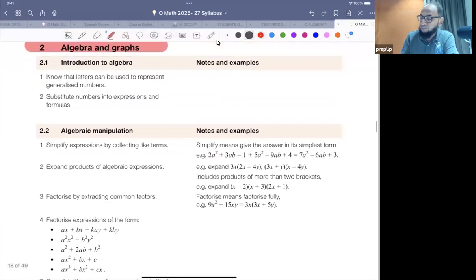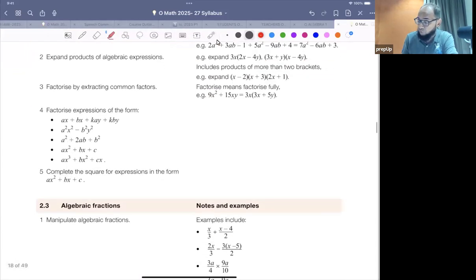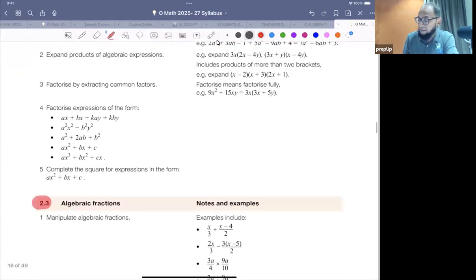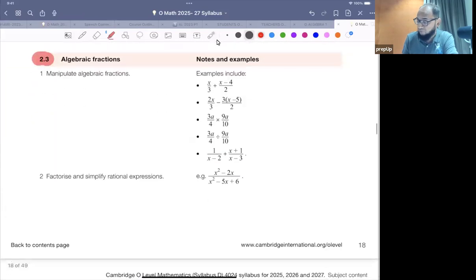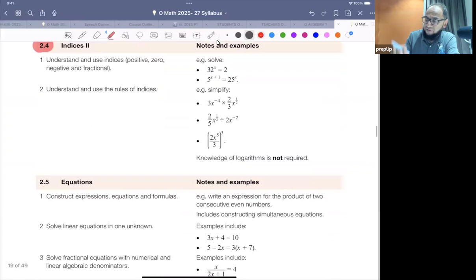And then this one is introduction to algebra. This one is algebraic manipulation. Simplify expressions by collecting like terms. Expand products of algebraic expressions. Factorize, complete the square. Then there are algebraic fractions of this type. Manipulate, factorize, simplify. Then there are indices. Indices as part of numbers, indices as part of algebra.